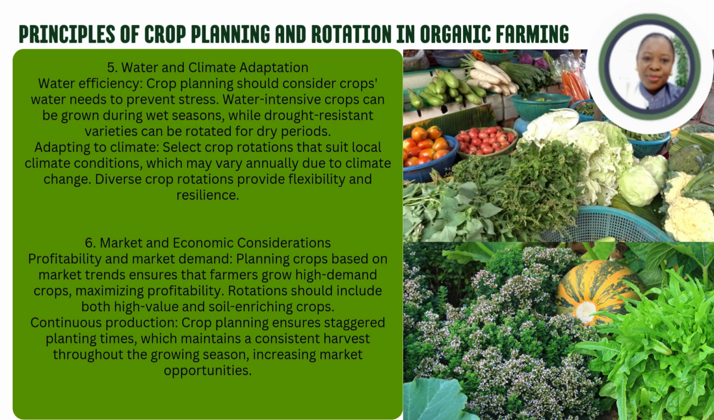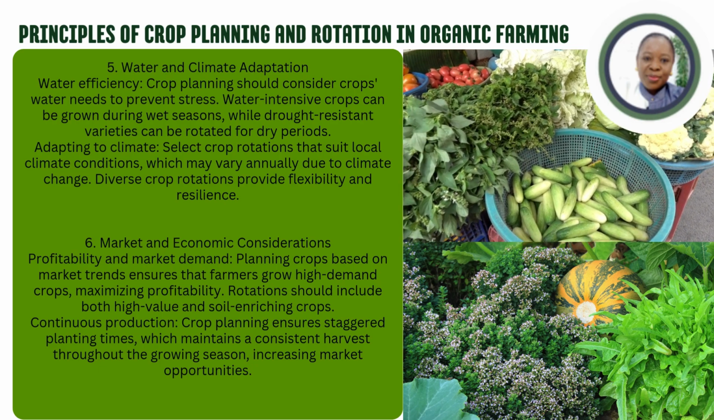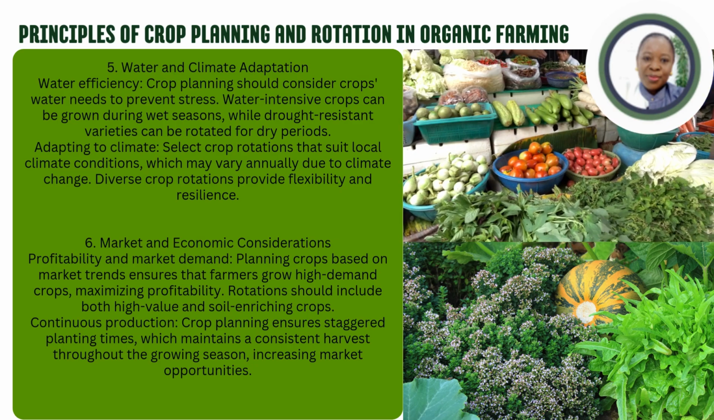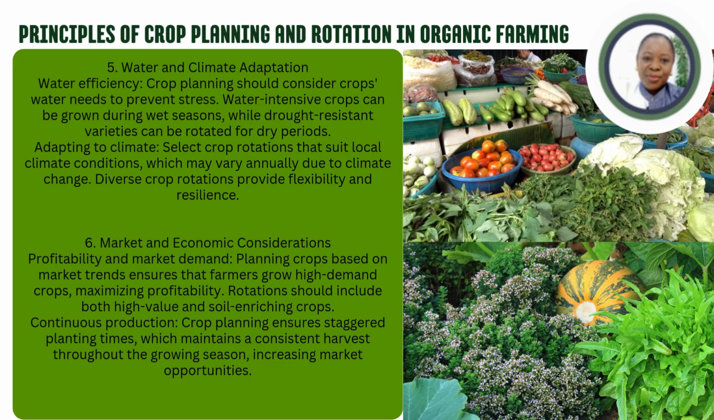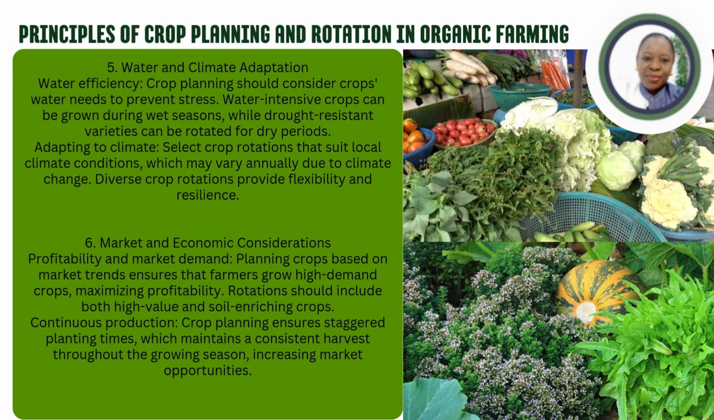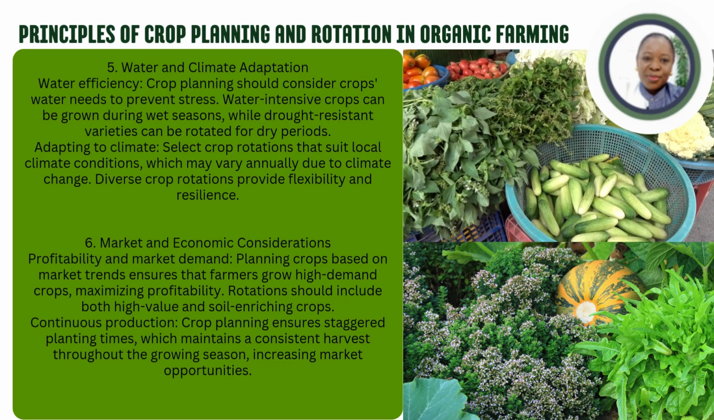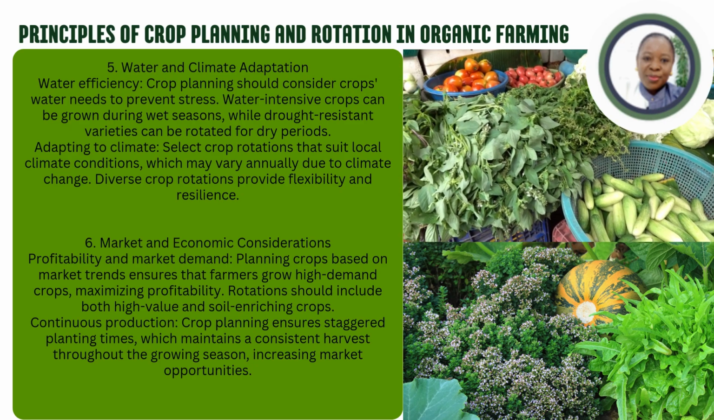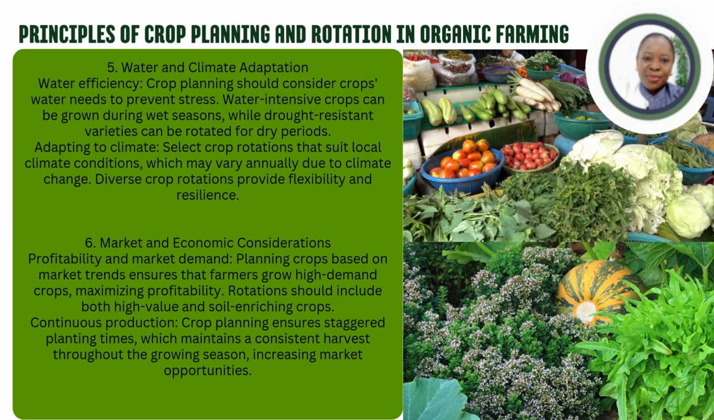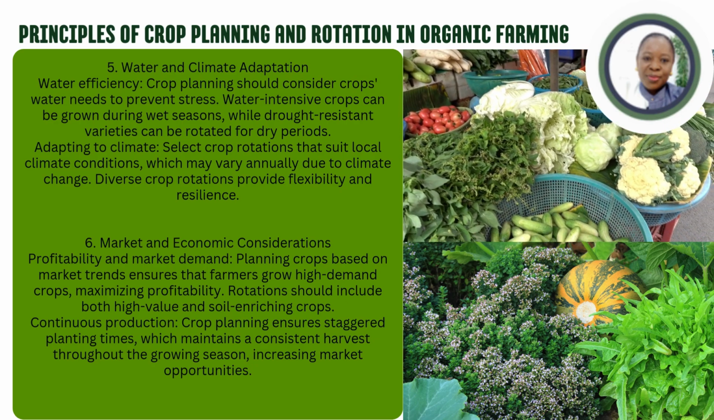5. Water and climate adaptation. Water efficiency. Crop planning should consider crops' water needs to prevent stress. Water-intensive crops can be grown during wet seasons, while drought-resistant varieties can be rotated for dry periods. Adapting to climate. Selecting crops for rotations that suit local climate conditions, which may vary annually due to climate change. Diverse crop rotations provide flexibility and resilience.